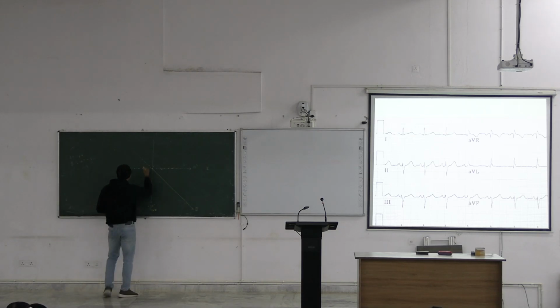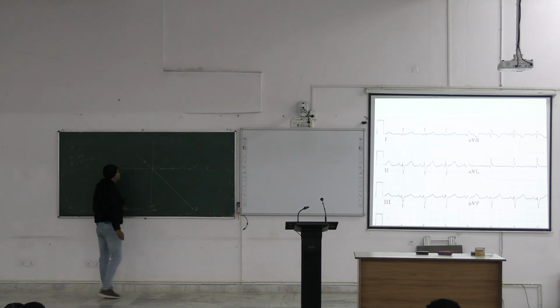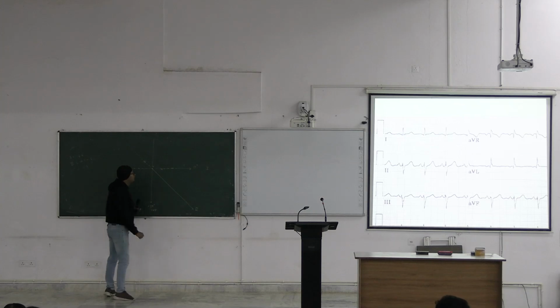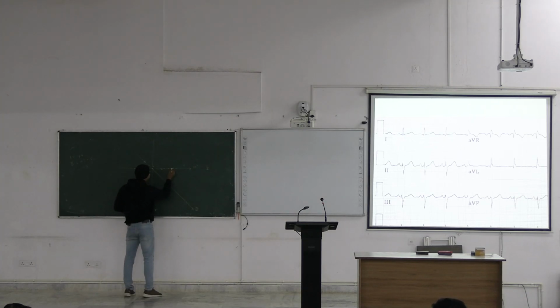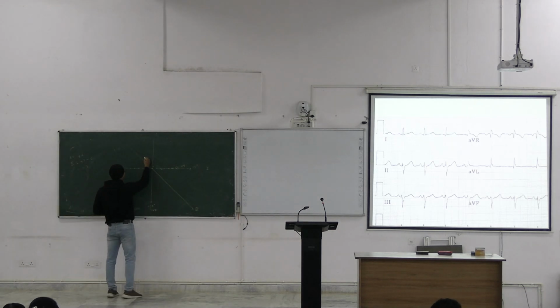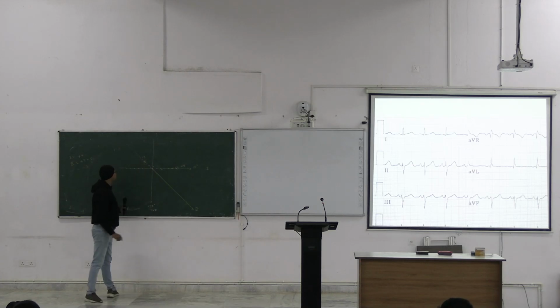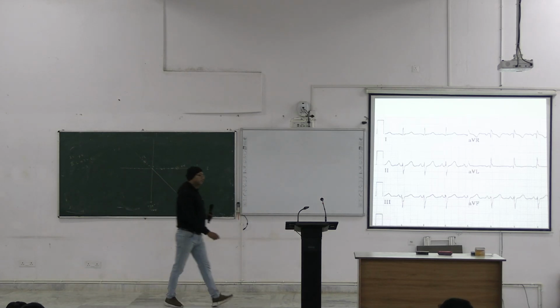So in lead 2 our point will be this. Okay. Minus 1, minus 2, minus 3, lead 2, and plus 6. 1, 2, 3, 4, 5, 6. Here is the point, plus 6. Okay. Here is minus 3. Clear?